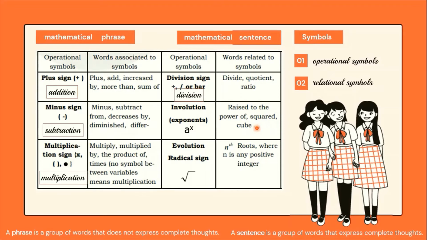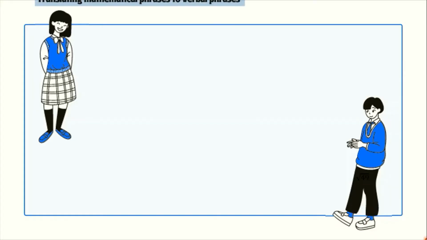Aside from involution, ang kanyang total opposite ay ang evolution. This is the symbol known as radical sign. Pag nakita natin itong symbol na ito, it pertains to nth roots. These are some of the most commonly used symbols in mathematics.